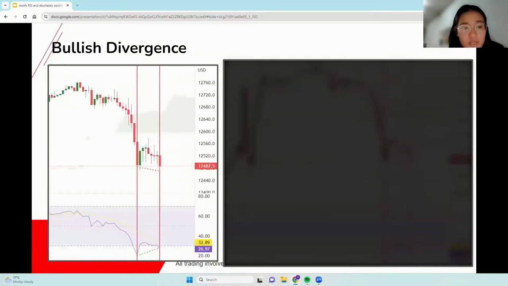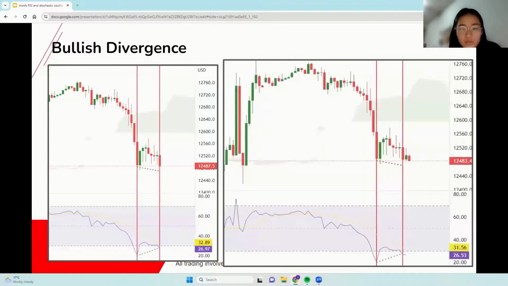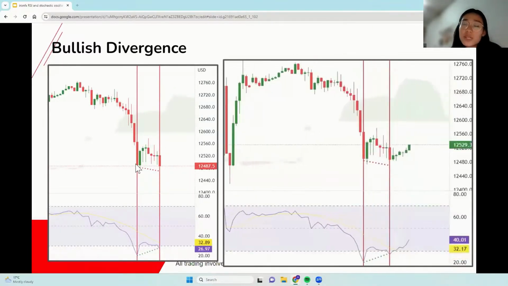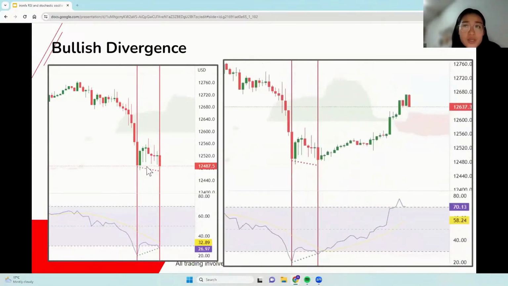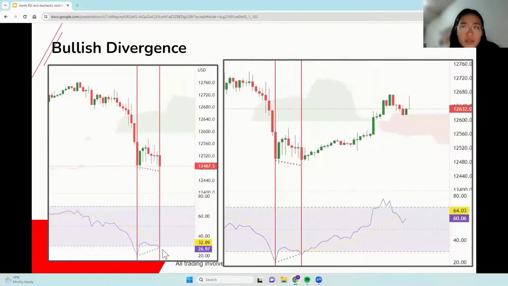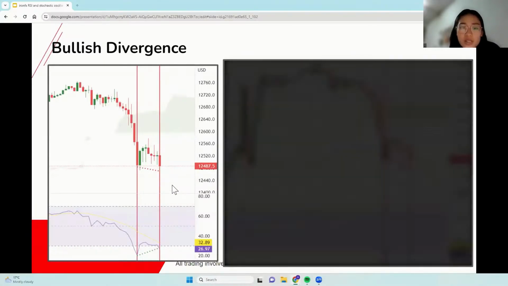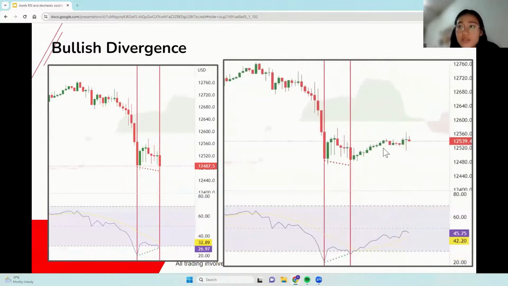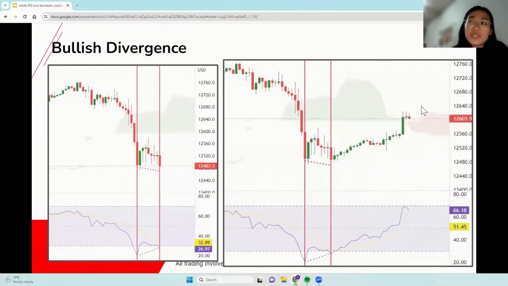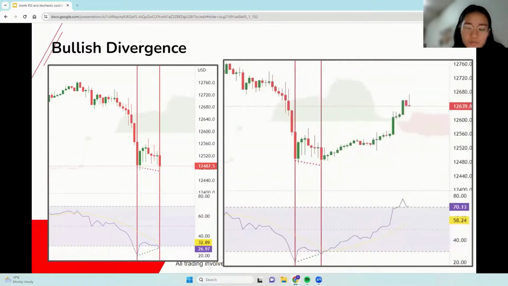Okay, now let's look at another example. This one is more straightforward. We just have a bullish divergence with price making a lower low and stochastic making a higher low. And subsequently, after that, we also see price moving upwards. In fact, it actually moved above our Ichimoku cloud as well, which suggests a bullish signal.